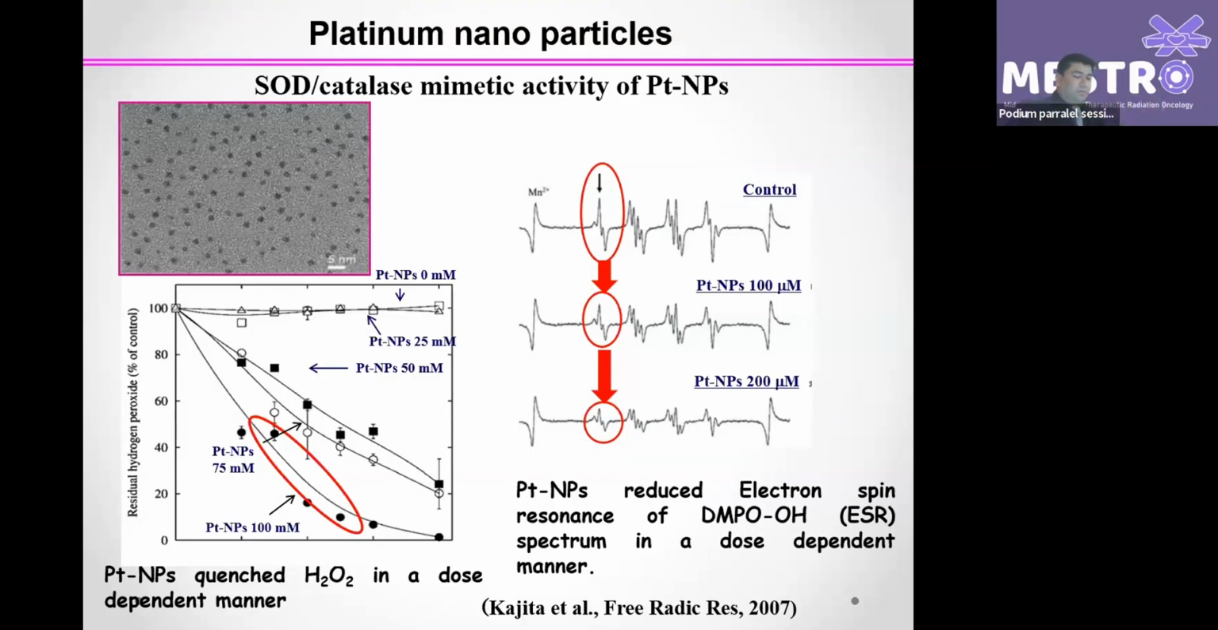This is a very classical paper that was published in 2007 by the group of Professor Kajita at the University of Tokyo. What they proposed for the first time is that platinum nanoparticles might have SOD catalase mimetic activity. What does it mean? If the nanoparticles have SOD catalase mimetic activity, practically they can squash the reactive oxygen species. And all of us know that most of the effects of radiation are because of free radical formation, or the formation of reactive oxygen species. So they proposed that if you use a platinum nanoparticle of quite small size, 2 nanometers, it can suppress the production of hydrogen peroxide and also the production of superoxide.